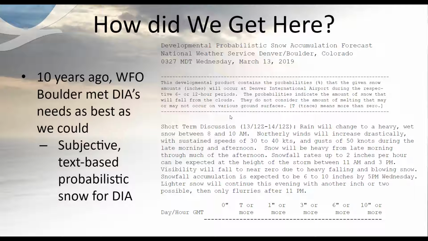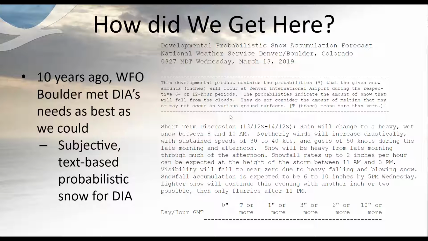So how did we get where we are now? Roughly 10 years ago, our office met DIA's needs as best as we could. DIA really needed some kind of probabilistic information on snowfall. At that time, the best we could do was a subjective text-based probabilistic snow accumulation product. We sent it out through AWIPS, it's posted on our website, and it goes to the FAA's system, called IDS4, and they can access it that way or through the web.